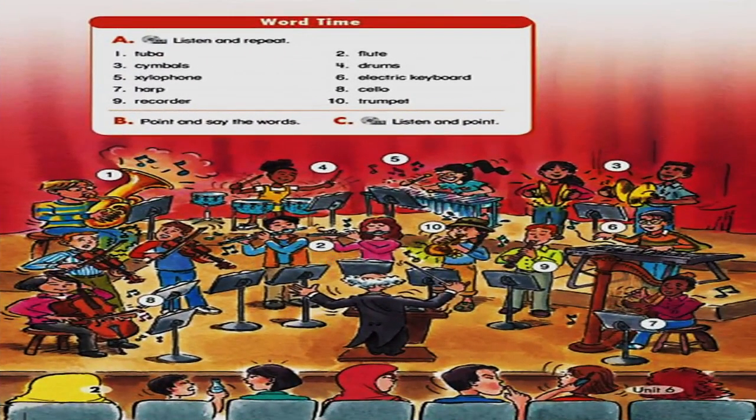The second lesson is the word time. In this lesson, we learned some new words. All the new words here were related to musical instruments. They were mainly the names of musical instruments: tuba, flute, cymbals, drums, xylophone, electric keyboard, harp, cello, recorder, trumpet. You can look at these pictures to see how each of them looks.